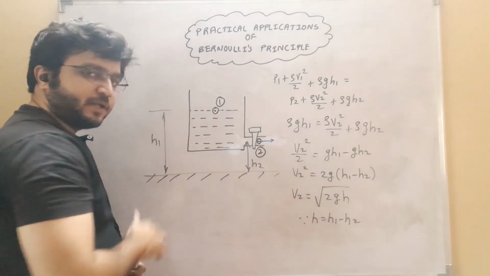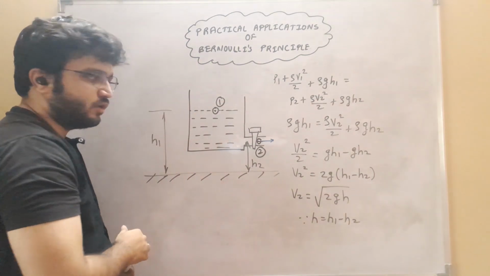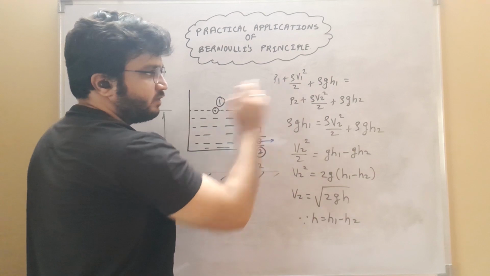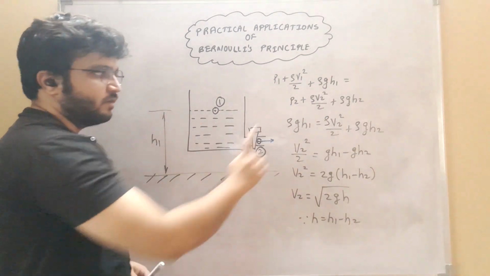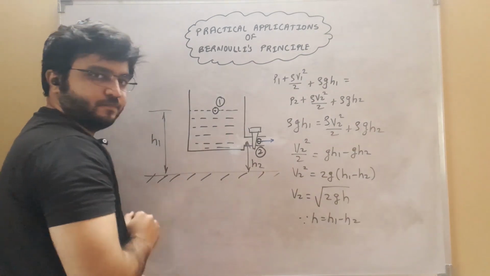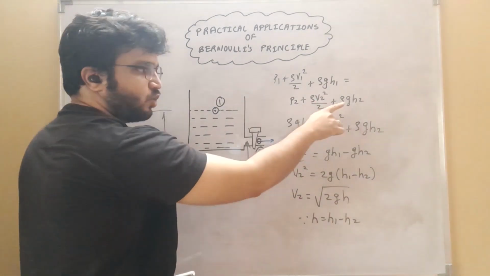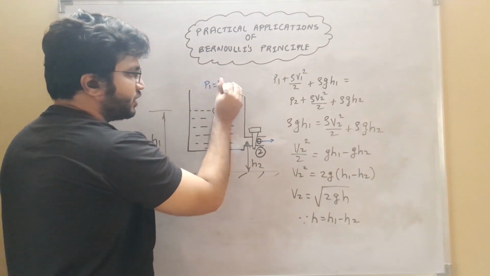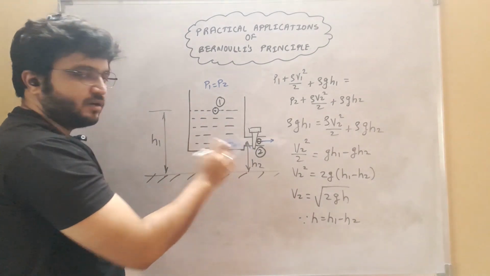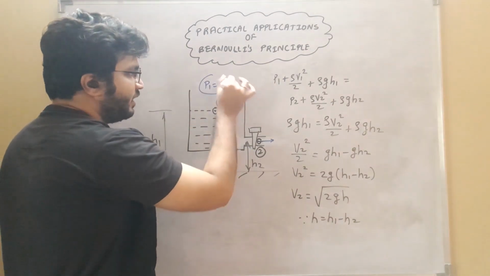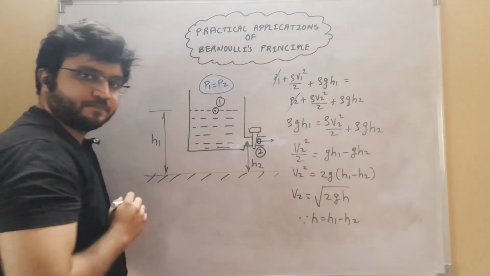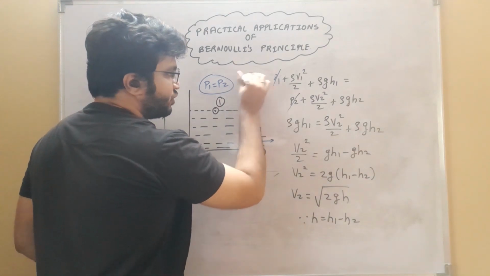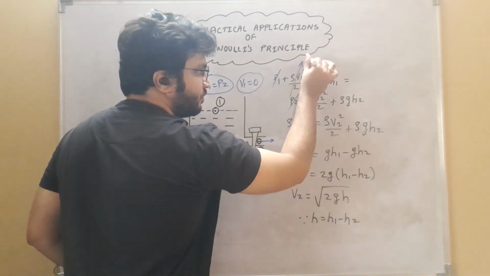As per Bernoulli's principle, total energy at point 1 should be equal to total energy at point 2. So total energy at point 1 will be given as P1 plus rho V1 square by 2 plus rho G H1, which will be equal to total energy at point 2, P2 plus rho V2 square upon 2 plus rho G H2. Now pressures at points 1 and 2 will always be equal to atmospheric pressure since both points are open to the atmosphere. That's why P1 and P2 will be equal, so we can cancel out this term. Then water at point 1 will be at rest, so V1 will be equal to 0, and we can make this term 0.